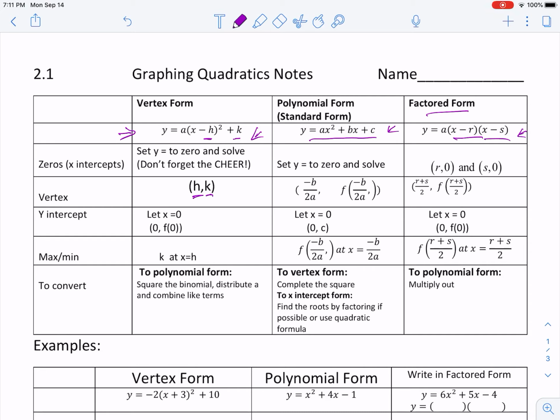Okay, I'm going to let you read that chart. You can always refer back to it, which is what I'm going to do while I work these problems. And these are notes here on how to convert to go to polynomial form.